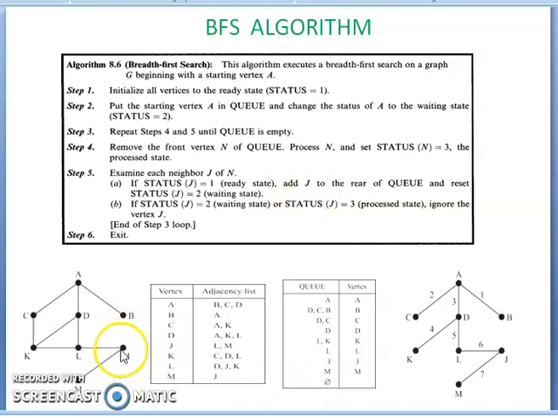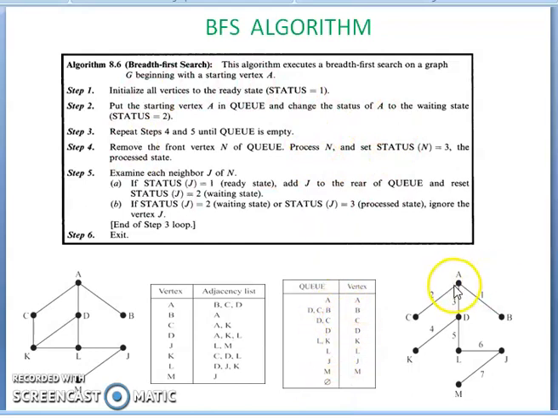Then you get J and verify its neighbors. The neighbor of that value is M. That M vertex's status is 1. You change the M status to 2, and J is processed. The only element in the Q is M. Once the status of M is 2, you remove it from the Q and process it. Once that is processed, the Q is empty. So terminate the total algorithm.